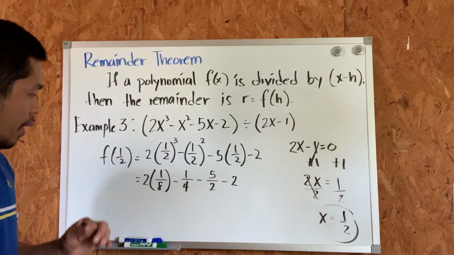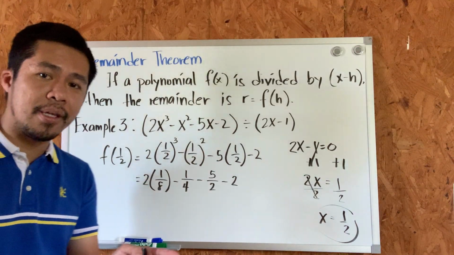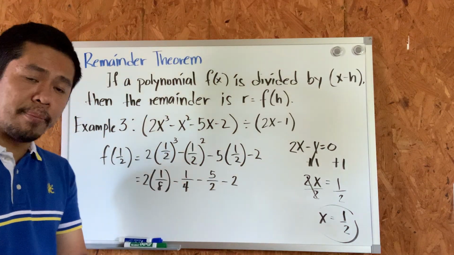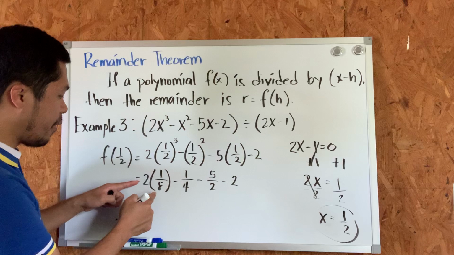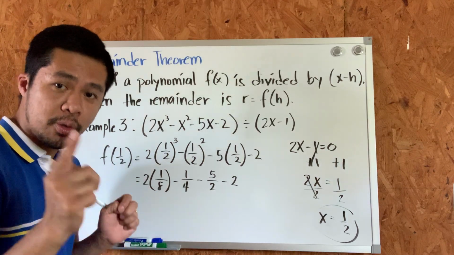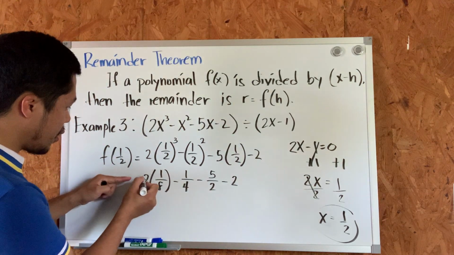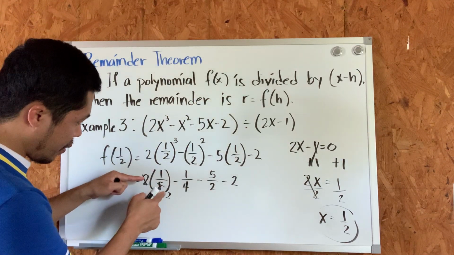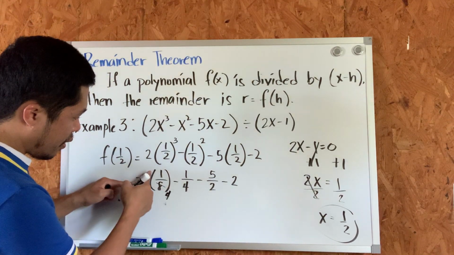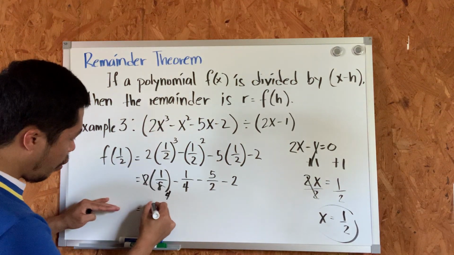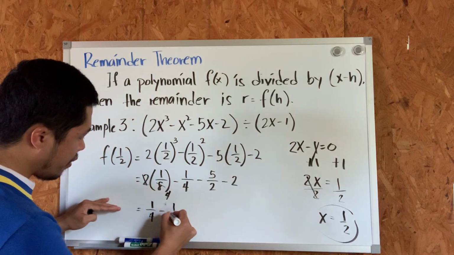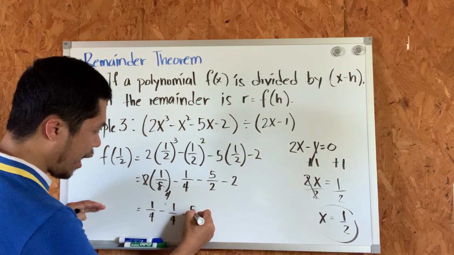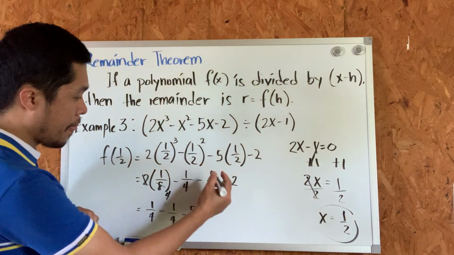Now, if you notice, 2 and 8 here are both even numbers. So we can simplify these two without multiplying them. The greatest common factor of 2 and 8 is 2. So that means we can divide this by 2. 2 divided by 2 is 1. 8 divided by 2 is equal to 4. So this is equal to 1/4 minus 1/4, minus 5 over 2, minus 2.